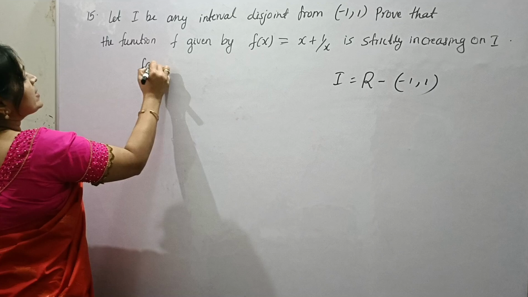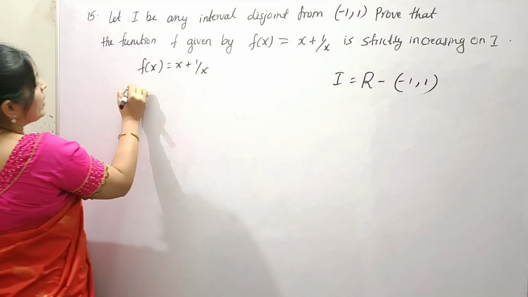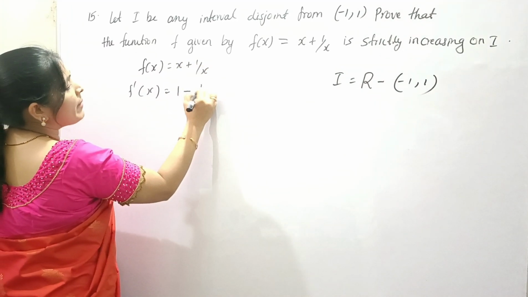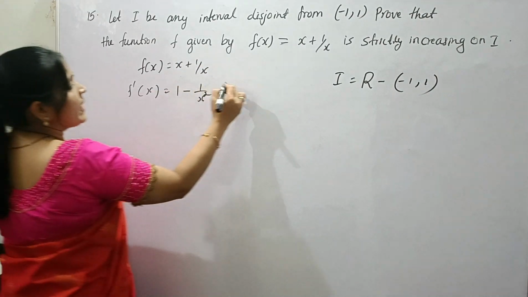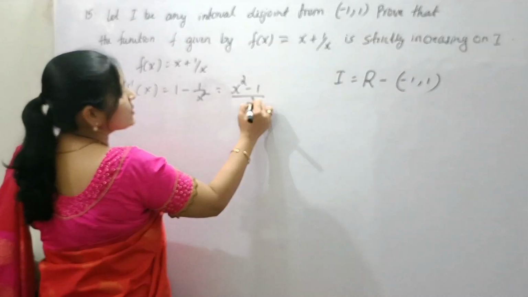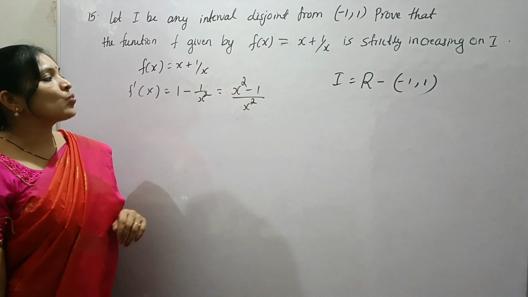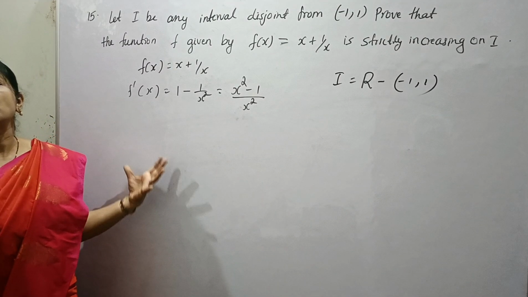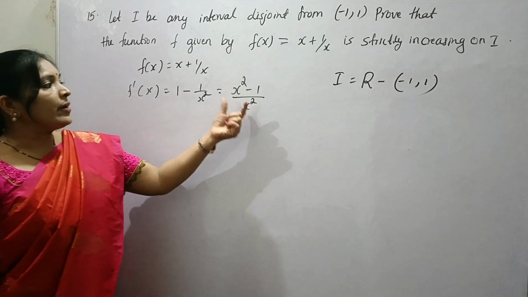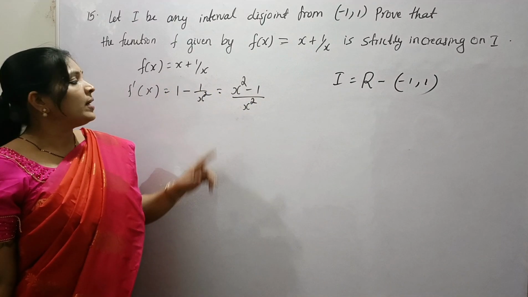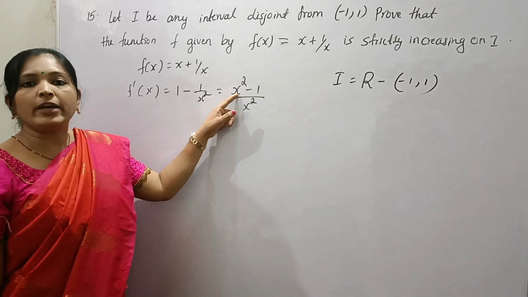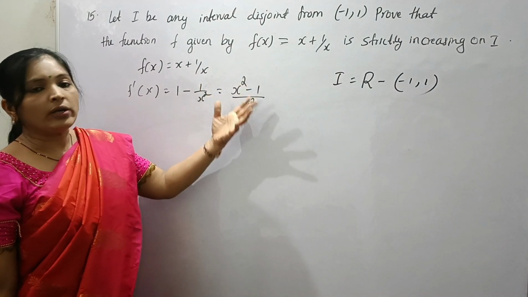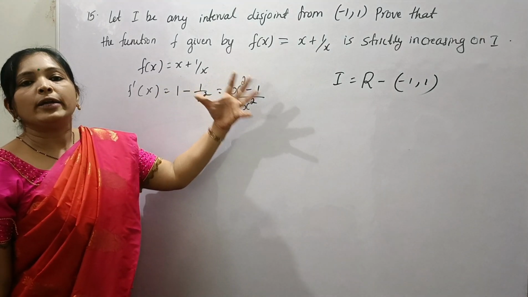So here f of x is equal to x plus 1 by x. f dash of x is equal to the derivative of x, which is 1, and the derivative of 1 by x is minus 1 by x square. So this can be written as x square minus 1 divided by x square. We know that if f dash of x is greater than 0, then the function is strictly increasing. So if x square is greater than 1, it will be positive. For example, x square is equal to 2: 2 minus 1 is 1, 1 by 2. So here you will get a positive value.